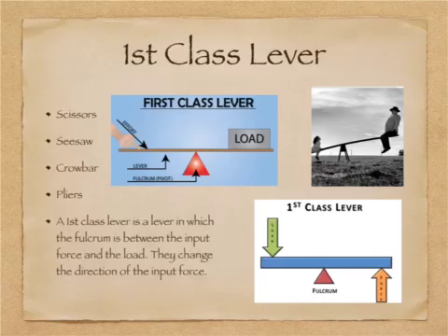There are 3 types of levers. The first type of lever is called a first-class lever. Some examples of them are scissors, a seesaw, and crowbar. It's a lever in which the fulcrum is between the input force and the load. They change the direction of the input force, which makes work easier.